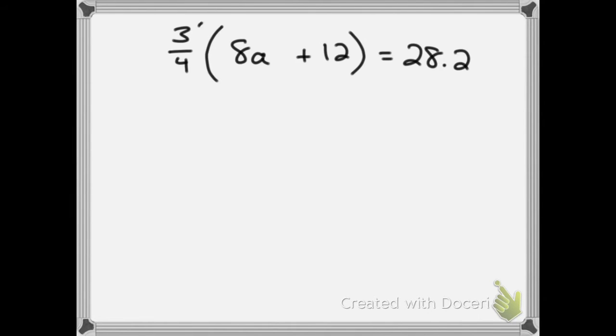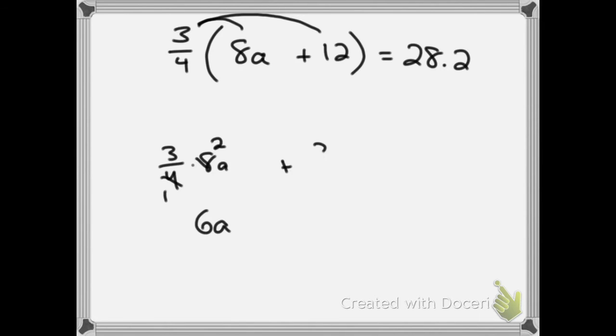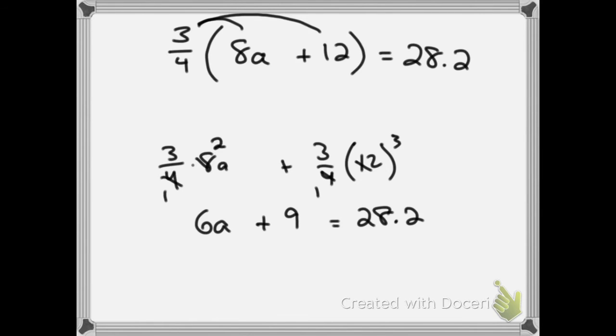We're going to have the same approach where we multiply this outside number with everything inside. So 3/4 times 8a. Well, we can cross cancel. This becomes a 1, this becomes a 2. So we're left with 6a plus the 3/4 times 12. We can cross cancel again, resulting in 9. And then we have 28.2. So originally we have a mixture of fractions and decimals, which is not always that fun. But now we're just left with decimals.